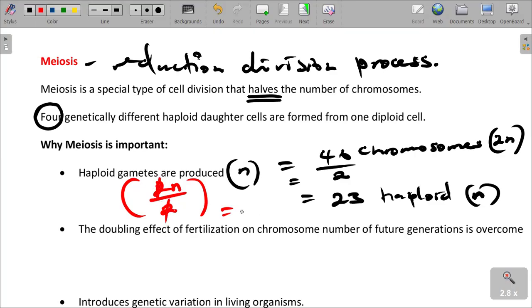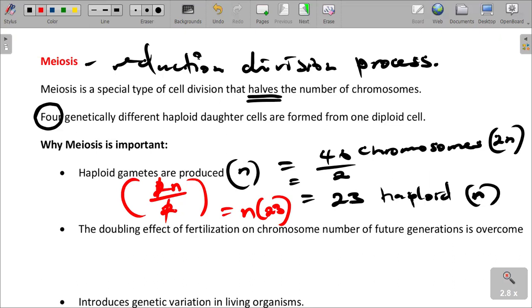It will give us what? It will give us n. The n that we said is the same as what? As 23. 23 and n is one and the same thing. To say is one set of chromosomes. Is one set of chromosomes that is there.